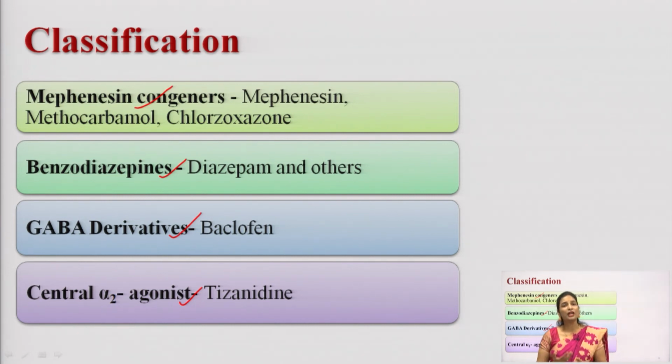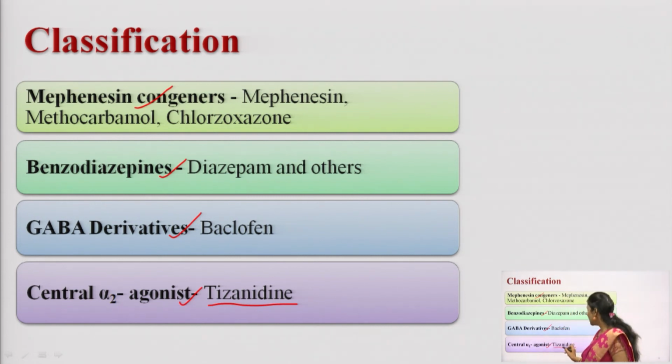And you can use benzodiazepine drugs, diazepam or any other benzodiazepine drugs, to decrease the skeletal tone, right. You can use GABA derivative drugs like baclofen. Baclofen is a GABA derivative. You can use this drug as a central muscle relaxant. You can use alpha 2 agonist drugs. What is the alpha 2 agonist drug? Tizanidine, okay. Tizanidine is the drug which you can use here, right.